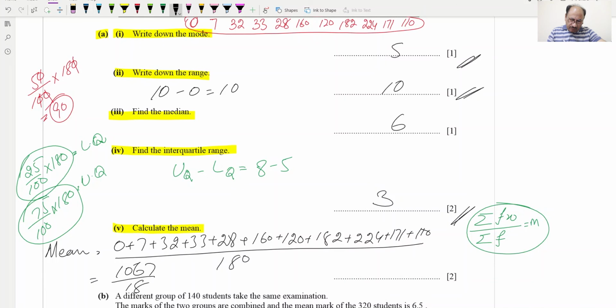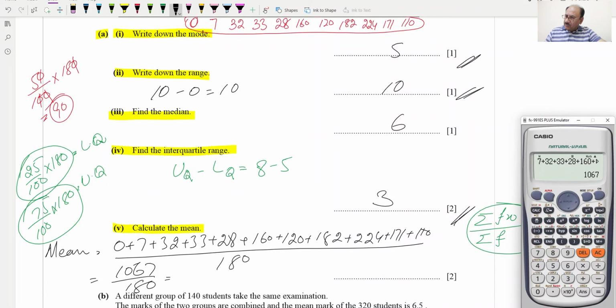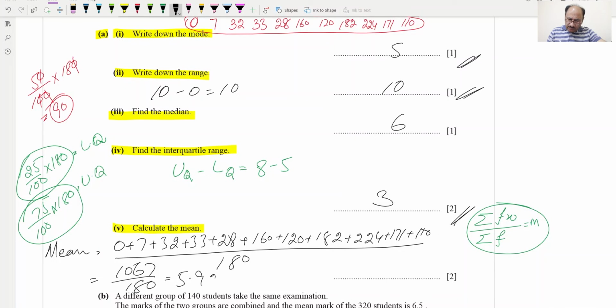1067 divided by 180 is equal to 5.927, which we can round to 5.93 to 3 significant figures. So 5.93 is our answer for 2 marks.